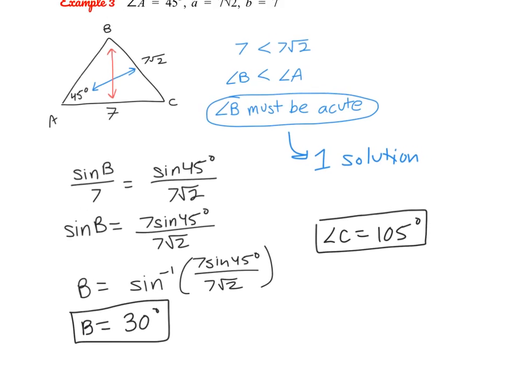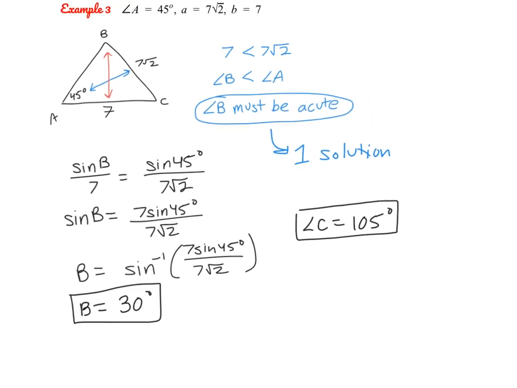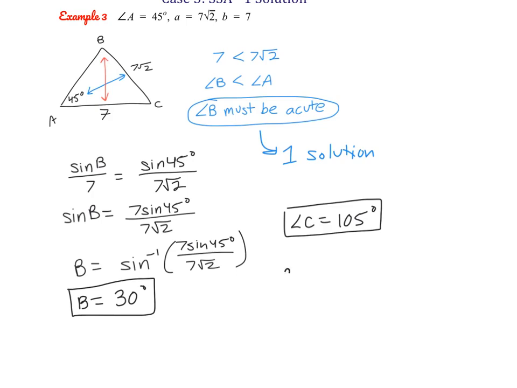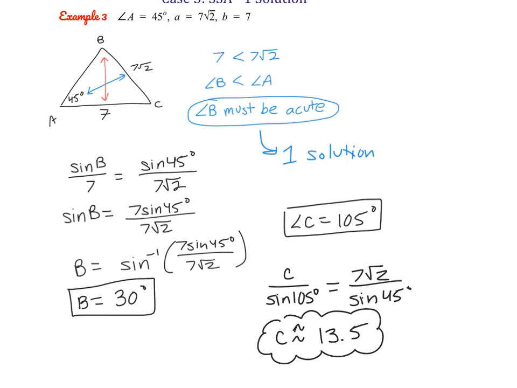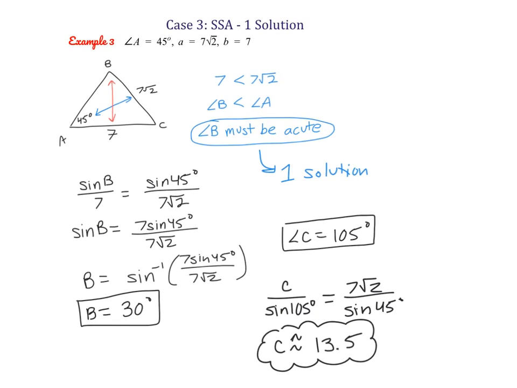And then once we know what angle C is, we can use law of sines again to help us find side C. So we can say here, C over the sine of 105 degrees equals 7 root 2 over the sine of 45 degrees. So if you solve for side C, you get approximately 13.5. And now we are done solving.